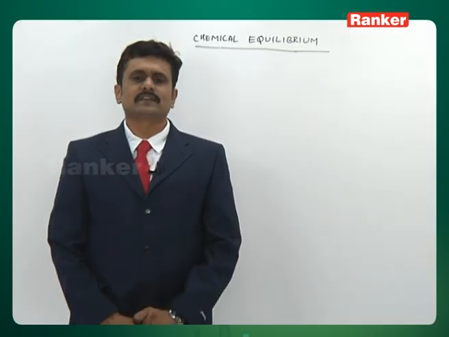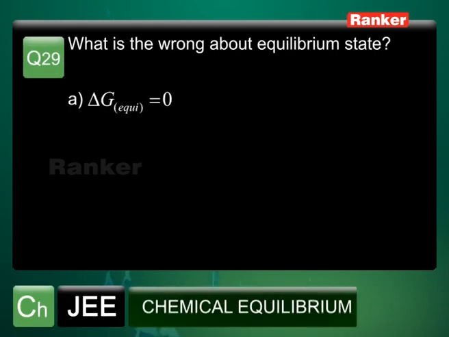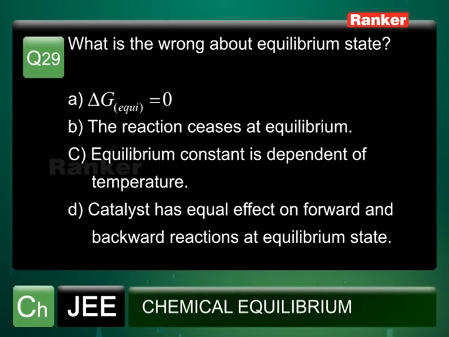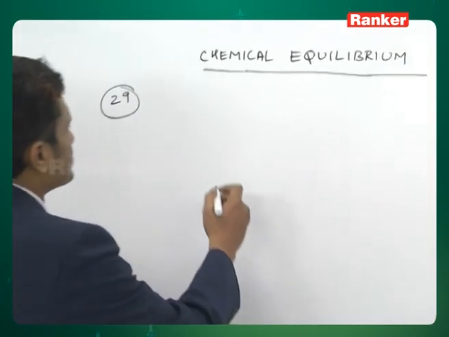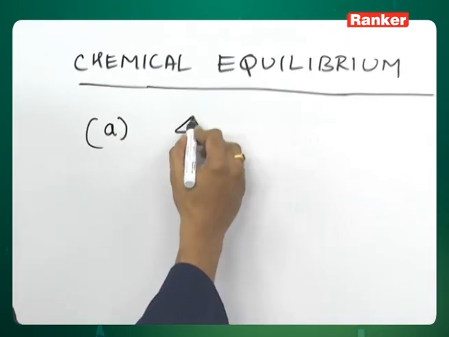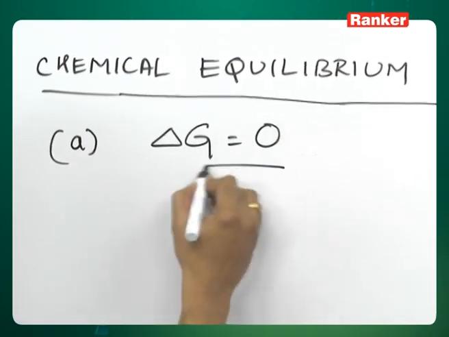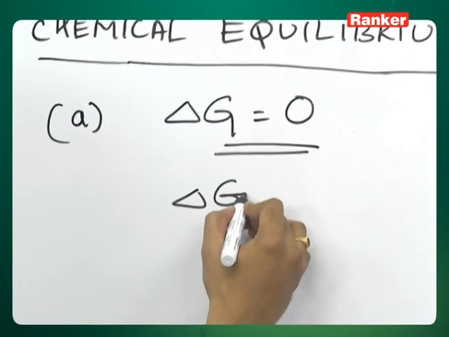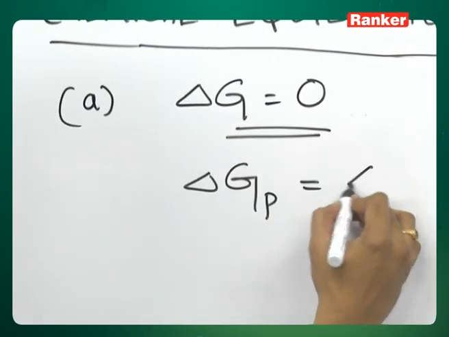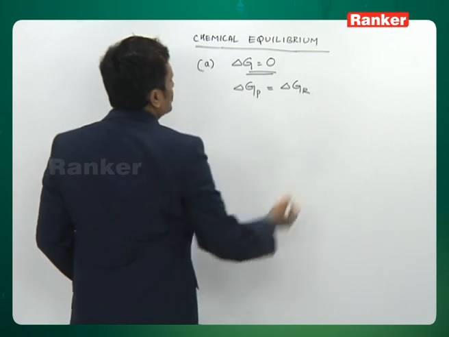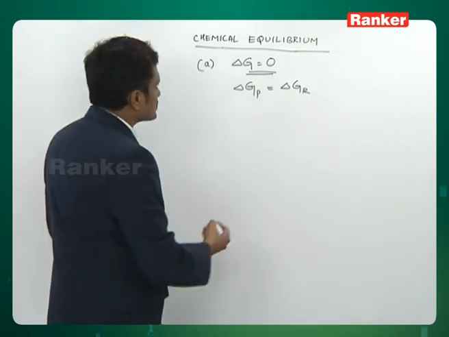Now, which of the following statements is wrong about the equilibrium state? Various options are given to you. For the equilibrium state, option A indicates delta G is equal to 0. That means when the heat of formation of the products becomes equal to the heat of formation of reactants, we call it the equilibrium situation.